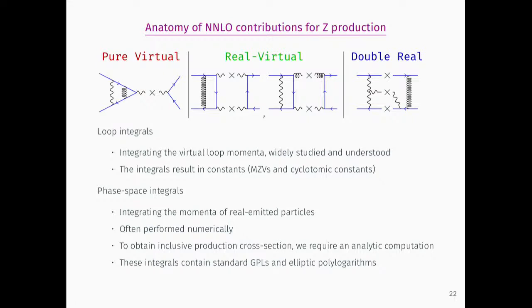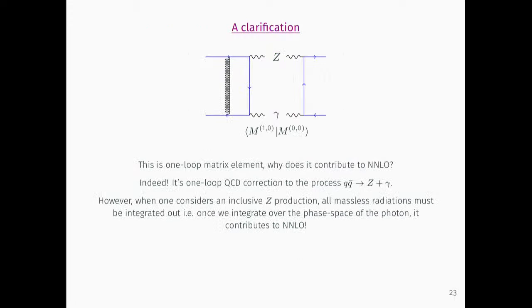Okay. Also the same for the double real. So I can have two emissions, like two quarks, and I have to integrate over the phase space of this. Okay. So once we do this, all these things will give us a full NLO contribution to inclusive Z boson production. So that's the difference between inclusive and exclusive. Maybe I explain it a bit more.